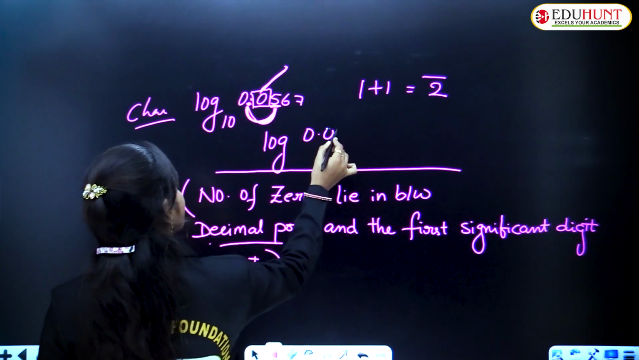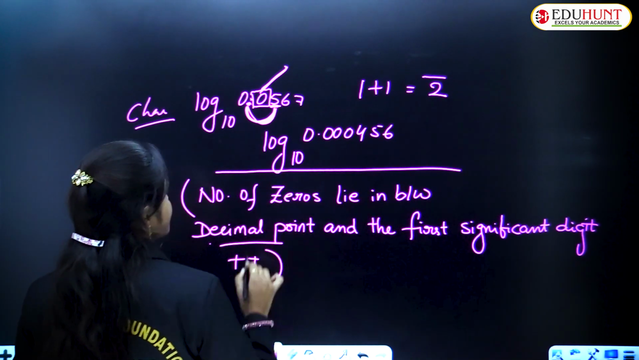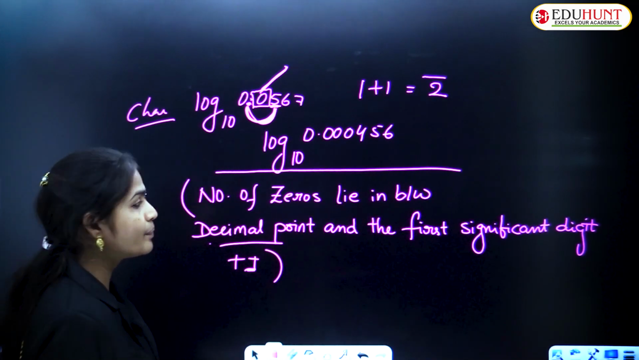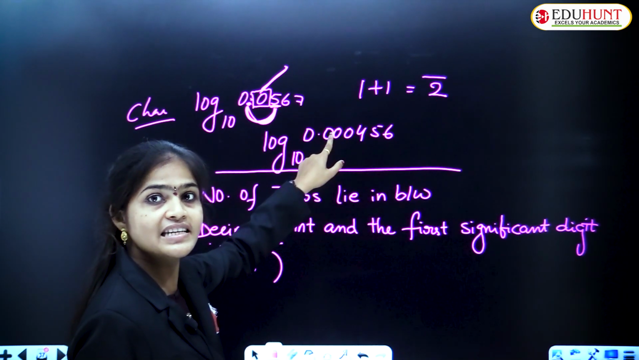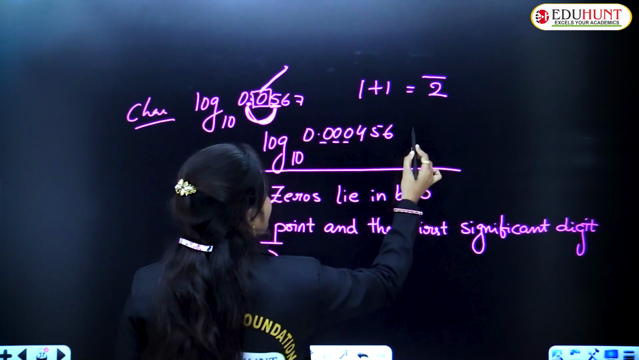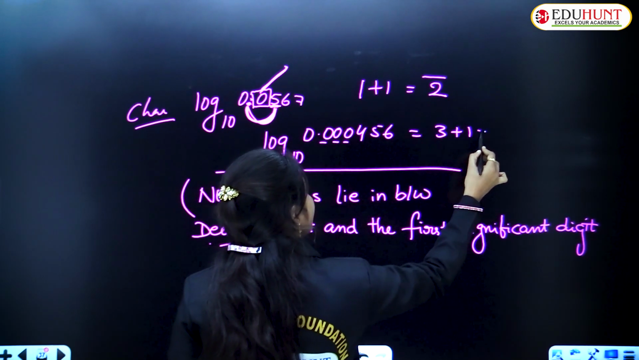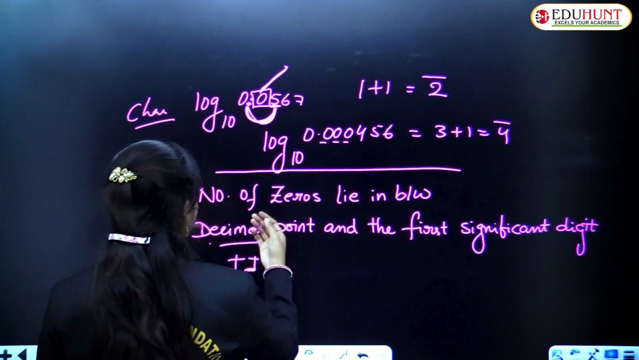Log of 0.000456 to the base 10. So what is the characteristic? Between the decimal point and the first significant digit, how many zeros are there? 1, 2, 3. So here 3 plus 1, 4 bar. Okay, I'll tell you one more example.